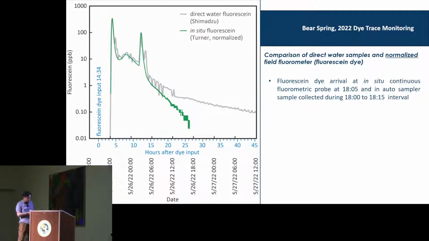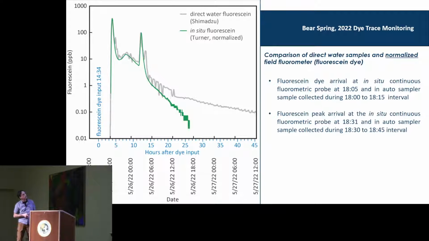Our dye input was here at 1434, and after that our dyes arrived in the direct water samples and in the in situ fluorometers with very good resolution. However, do note that this is normalized in situ data. So the concentrations in our Turner values were 2.41 times lower than what we were calculating through the direct water samples.